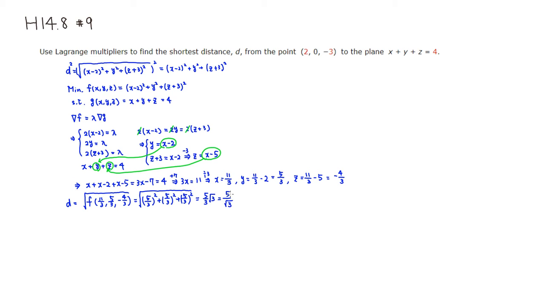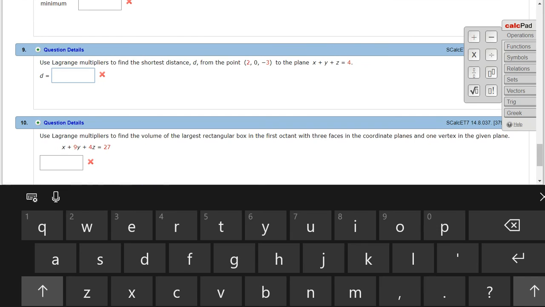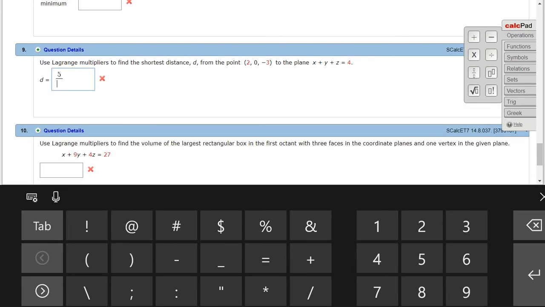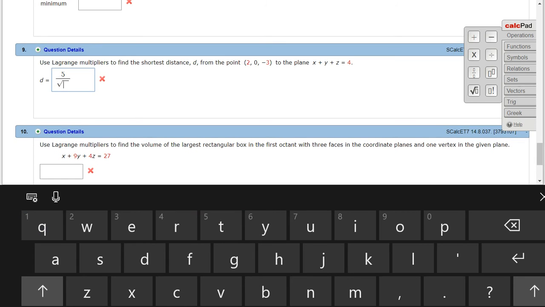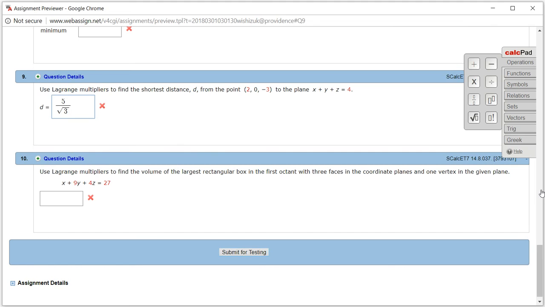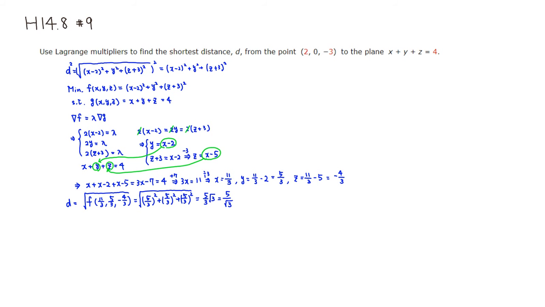All right, so let's type this in. We got the distance to be 5 over square root of 3. Let's submit for testing. All right, it came back and looks like we got this one correctly. That's it. I hope that this was clear.